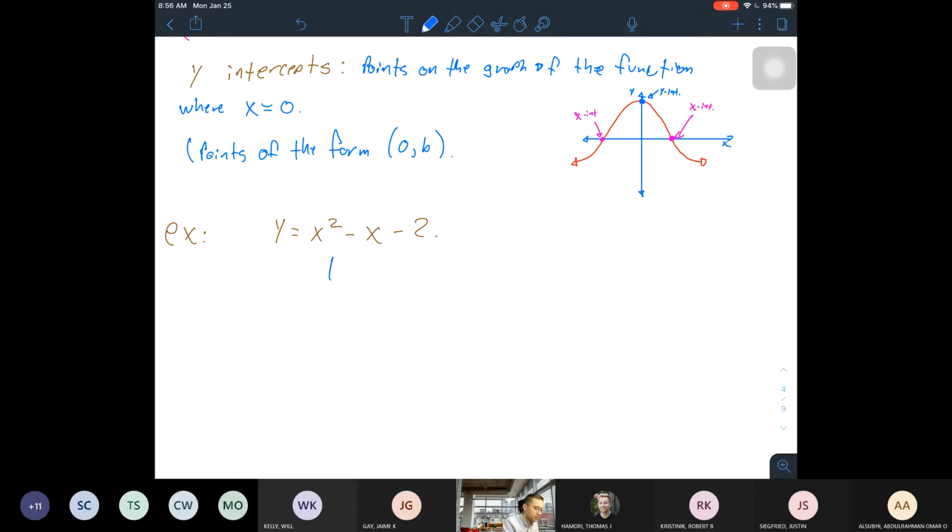We want two numbers which are going to sum to -1 and multiply to -2. I think we can do x minus 2 and x plus 1. That should do the trick. So if we were going to graph this, we know these are the zeros of the equation.